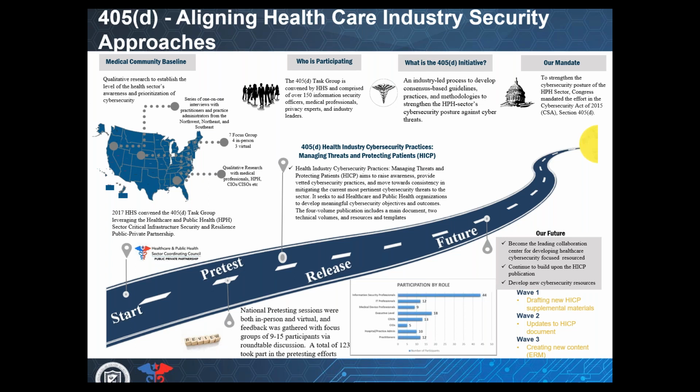You can see down there at the bottom right the waves that have started over the last year and a half or so. Really what these efforts are about is drafting updates to the HICCUP document itself and drafting new supplemental materials that go along with it. Wave 3 is looking at creating new content, all with the goal of preparing the healthcare sector from a cyber perspective. These are not things that are static or the same from year to year, right?